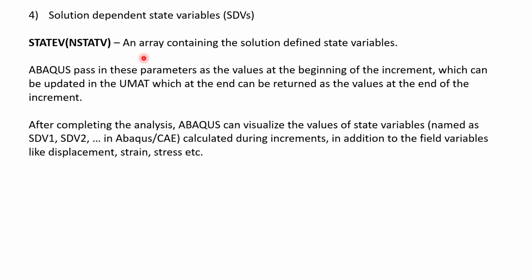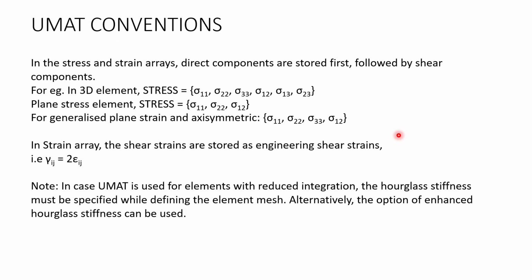One thing about state variables is, apart from primary field variables like displacement and strain, and secondary variables like stress, which can be viewed in the visualization module of ABAQUS, you can also try to view the state variables. Whichever variables are defined as state variables, these results can also be viewed in the visualization module. So this is about SDVs. As I am describing various types of variables, this will become more clear as we look into the UMAT coding. Before going into coding, there is also one more thing, which is nothing but the conventions.